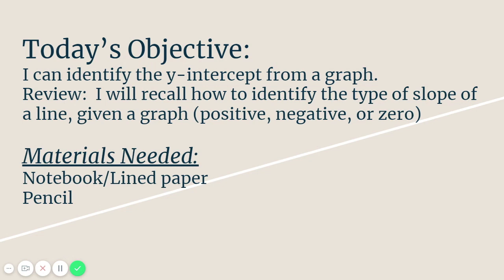Today's objective: I can identify the y-intercept from a graph. Review: I will recall how to identify the types of slope of a line, given a graph: positive, negative, or zero. Materials needed: notebook, lined paper, pencil.